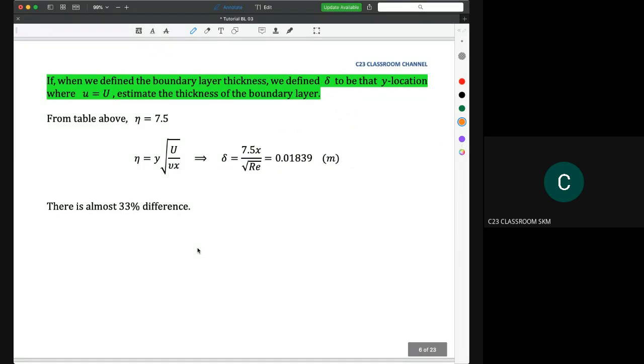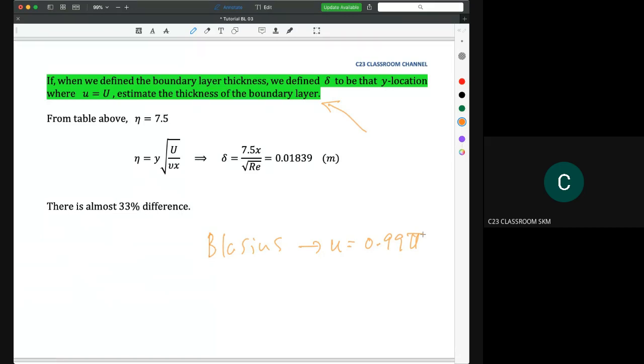Okay, so when we define the boundary layer thickness, we define delta to be that y location where u equals capital U. Estimate the thickness of the boundary layer. So what is the meaning of this question? As we know, in Blasius calculation, we assume that u is equal to 0.99 capital U, meaning the thickness of the boundary is until 99% of the free stream velocity.